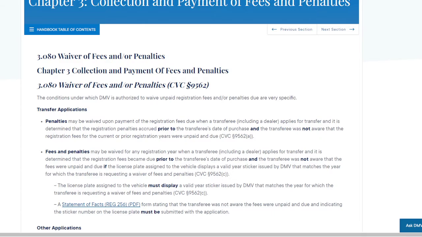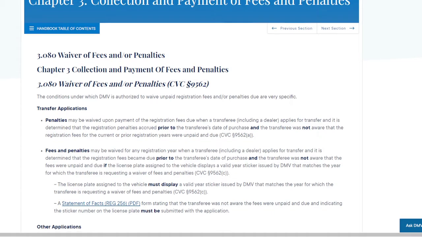A statement of facts, REG 256 PDF form, stating that the transferee was not aware that fees were unpaid and due, indicating the sticker number on the license plate, must be submitted with the application.